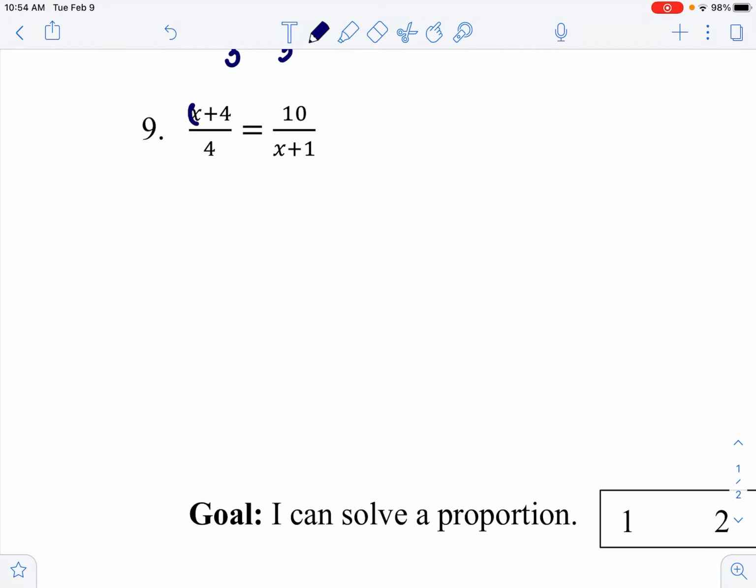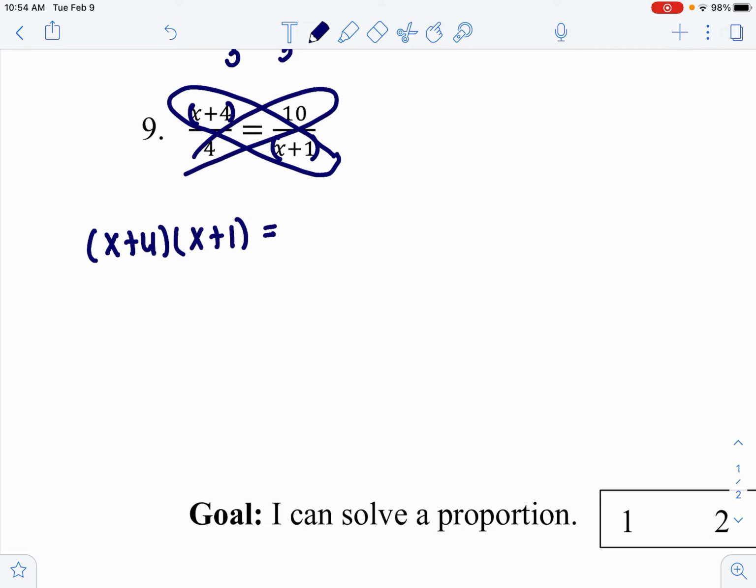All right, so last two, I see an x plus 4, so I'll put that in parentheses, and this x plus 1 in parentheses because there's two binomials. I'll multiply those first. I have x plus 4 times x plus 1 equals 4 times 10 is 40. All right, now I need to solve this.